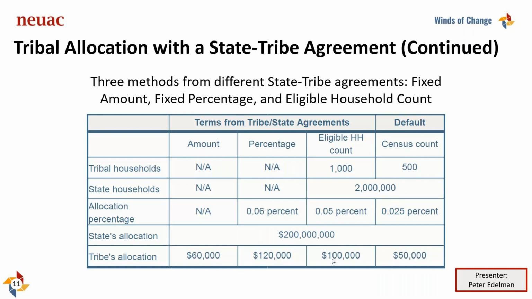Now, under a real scenario, each time OCS updates the custom tabulations, it would update the tribal household figures in the default scenario, and the state household figures in the default and eligible household count scenarios. Those both come from the custom tabulations.